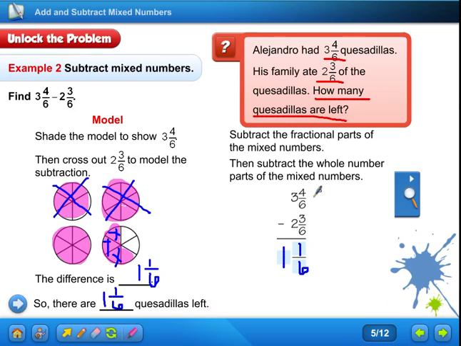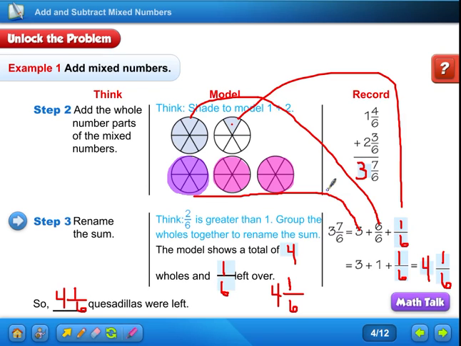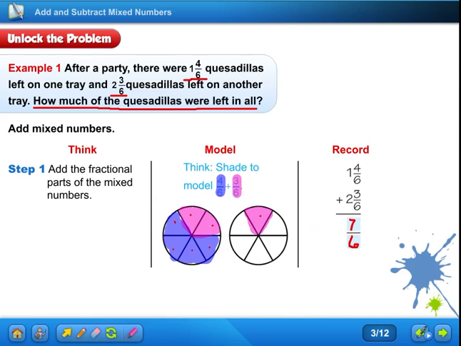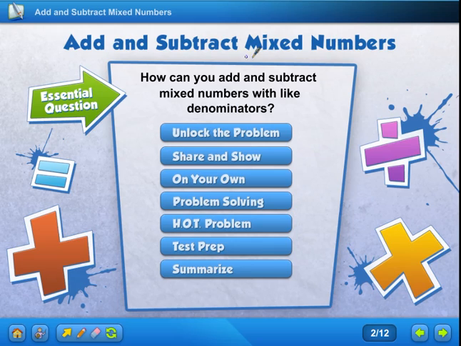Alrighty, so we just learned how to subtract mixed numbers. We did learn how to add them, and we also learned how to change it to just a mixed number, not having a mixed number and an improper fraction like that, or a fraction greater than 1. So we learned how to do that. So today we learned how to add and subtract mixed numbers with like denominators.